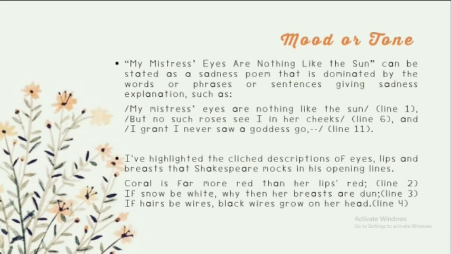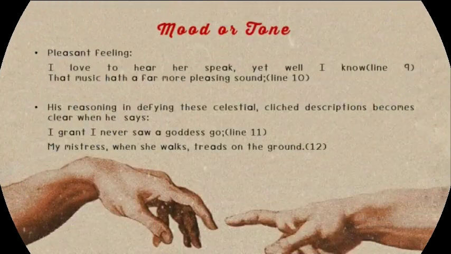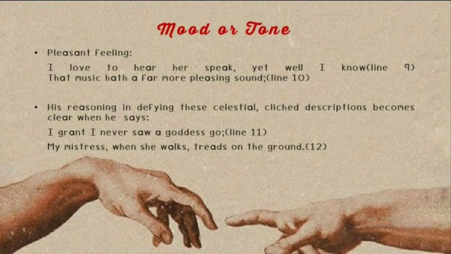I have hacked like the clichéd descriptions of eyes, lips, and breath that Shakespeare mocked in his opening lines. Coral is far more red than her lips' red. Line 2. If snow be white, why then her breasts are dun. Line 3. If hairs be wires, black wires grow on her head. Line 4. And in pleasant feelings, I love to hear her speak, yet well I know that music hath a far more pleasing sound. Line 9.